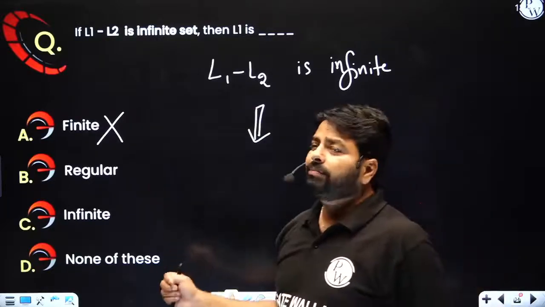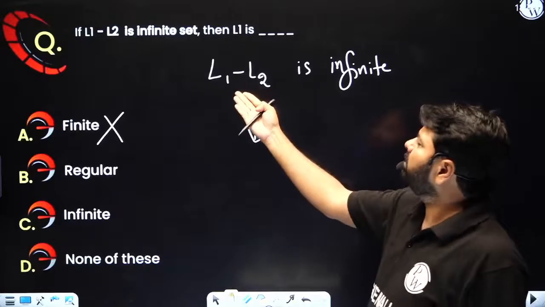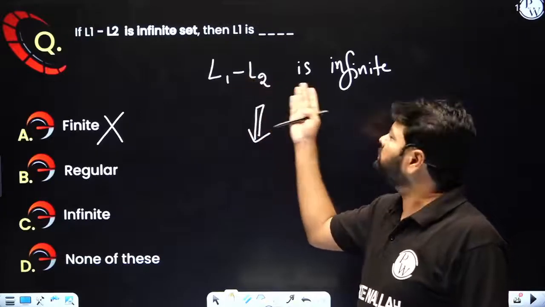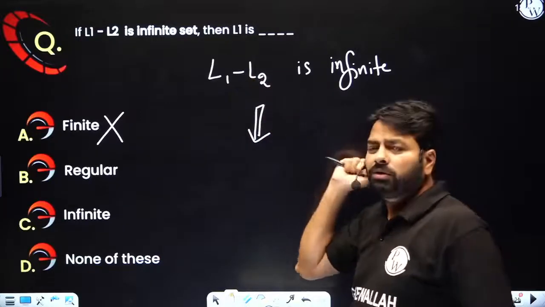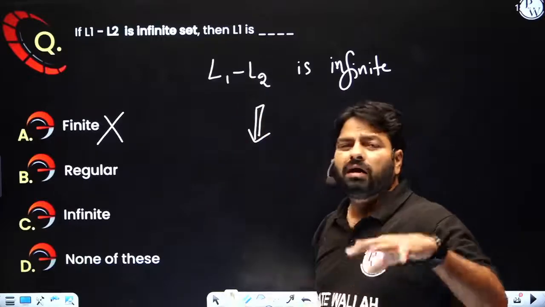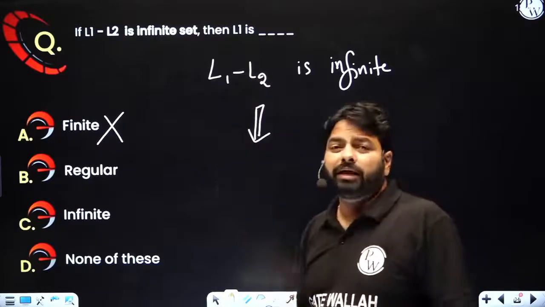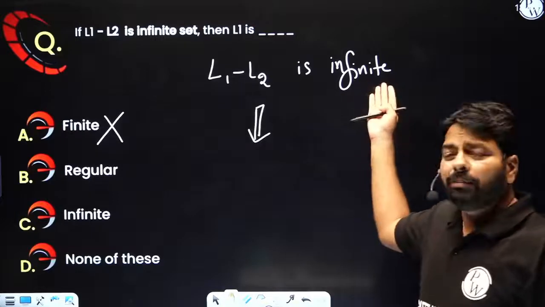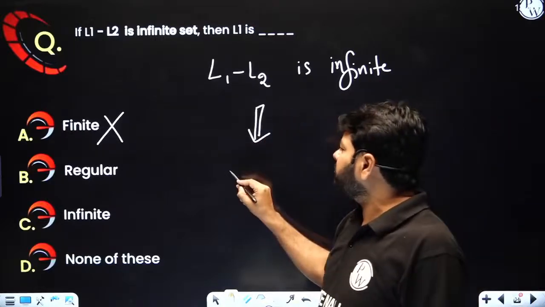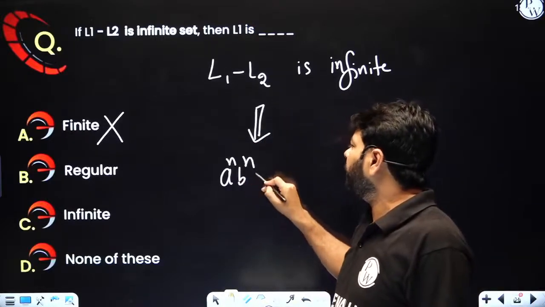What about regularity? Is there any possibility of non-regular? Non-regular minus L2 is infinite. Yes, it could be possible. Non-regular means just take a power n b power n minus L2. You can take the empty set, then definitely you will get a power n b power n.